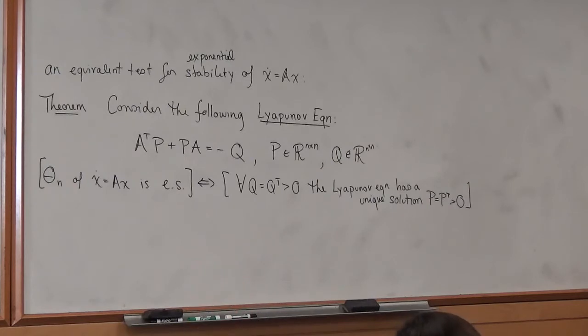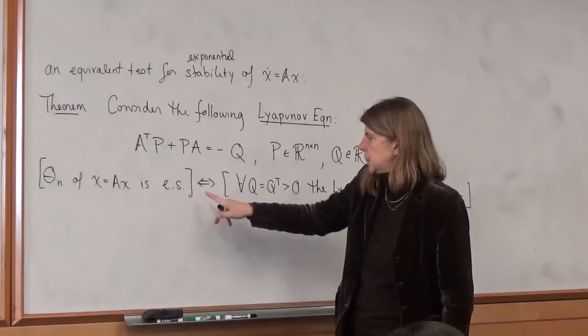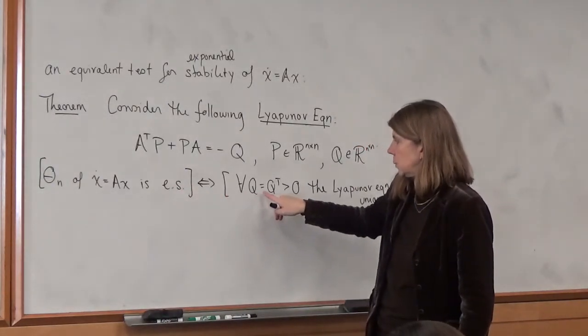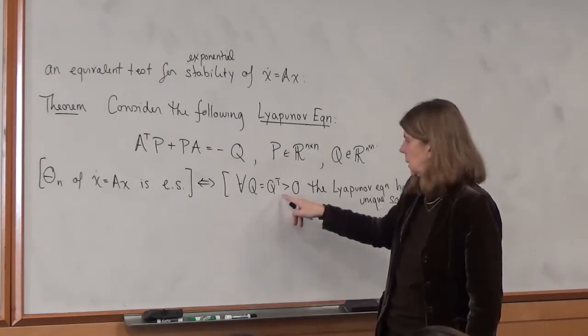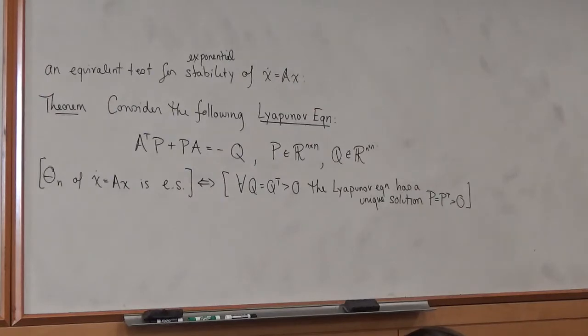But the way that you wrote it there, are you saying that the symmetry of the Q matrix implies that equation is the unique solution? It seems like there are two parts to this. So the system is exponentially stable if and only if, for all matrices Q positive definite symmetric, the Lyapunov equation has a unique solution P, which is positive definite symmetric.